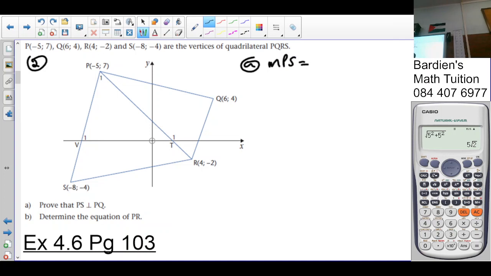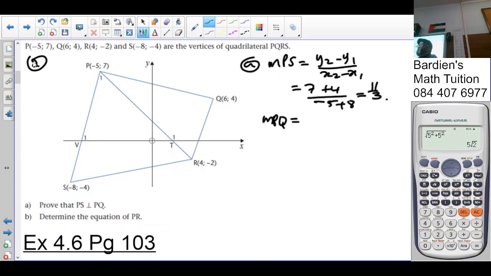Gradient. So for PS, the gradient is (y2 minus y1) over (x2 minus x1). You could have used Pythagoras here, but it's quite a long calculation. Then you prove the converse of the theorem of Pythagoras. So if you're going with PS, it's going to be 7 minus 4 over -5 minus -8. So that's going to give us 11 over 3. Is that correct? Then the gradient of PQ. If the gradient of PQ is -3 over 11, I've done the job.